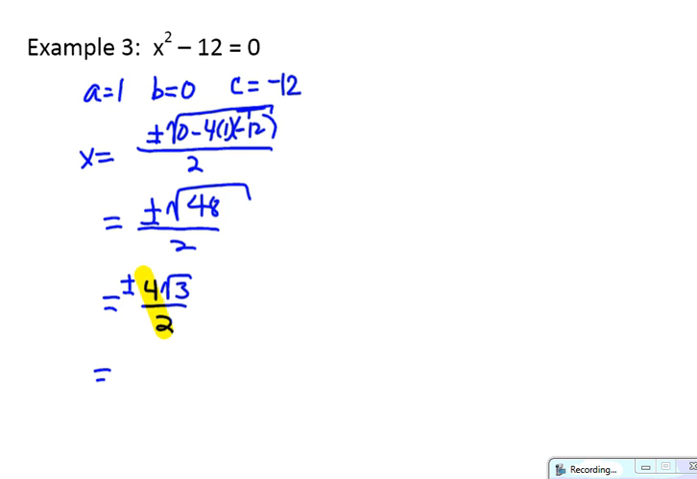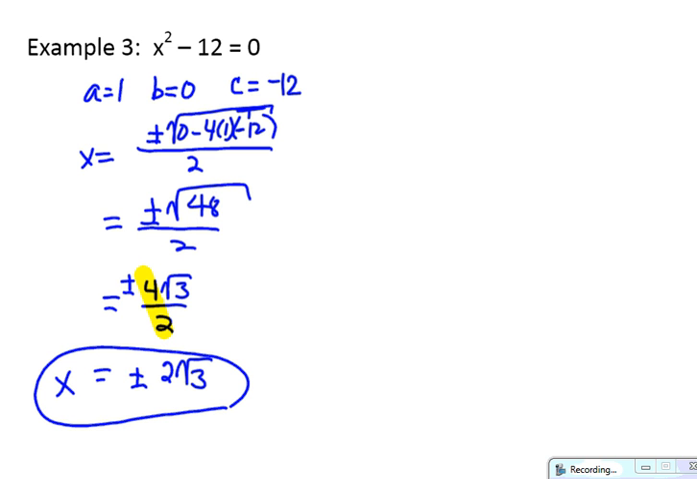By 2, so that's going to give me plus or minus 2 radical 3 over 1, and we're not, of course, going to place that 1 in there. So my answer is this. Always coming up with 2 answers, one with a plus and one with a minus.